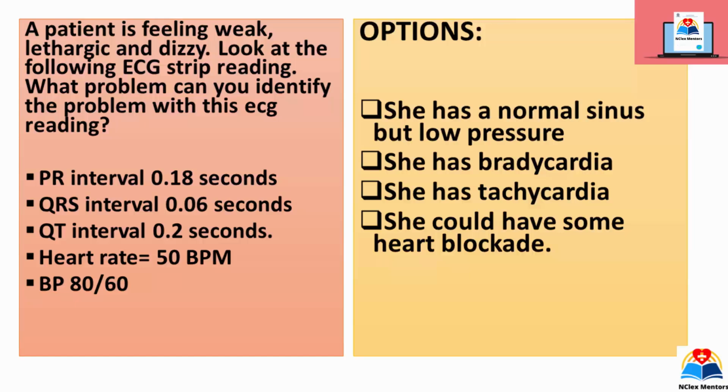BP is 80/60. Your options are: first, she has a normal sinus but low pressure. Second option, she has bradycardia. Third, she has tachycardia. And the last one, she could have some heart blockade. Take your own time to answer this question.